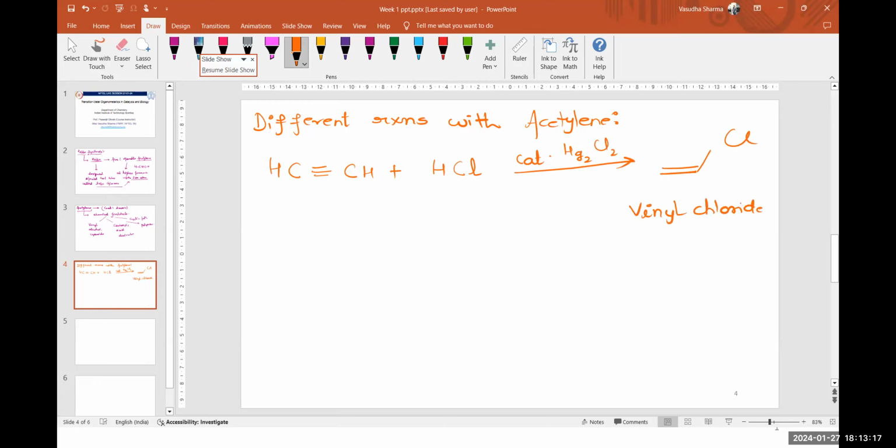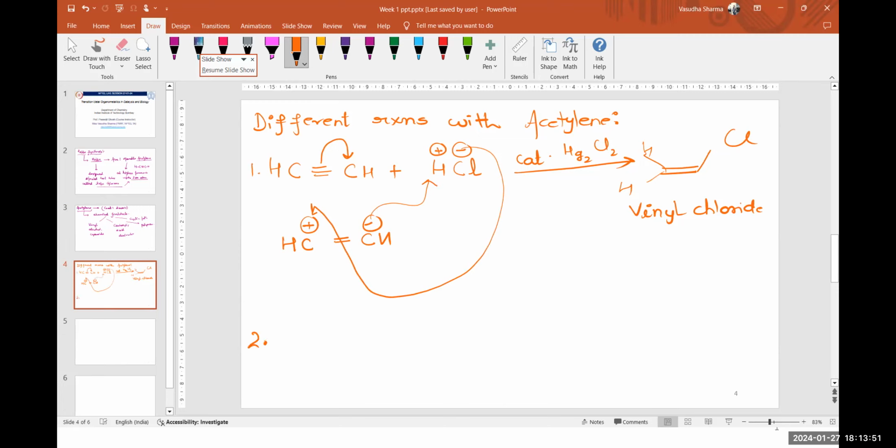How? If we go this way, this is taking up the negative charge, so it becomes CH positive and negative, and this is already H positive and negative. The negative will take up the proton this way, and on the other side the chloride will attack the positive ion, therefore making vinyl chloride. This is your first reaction.